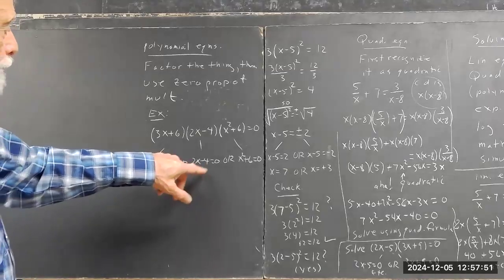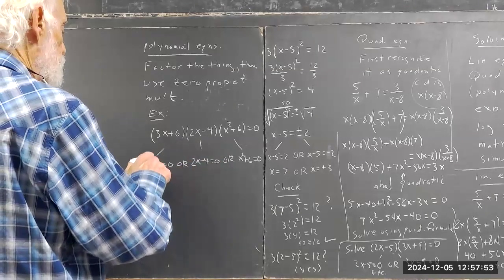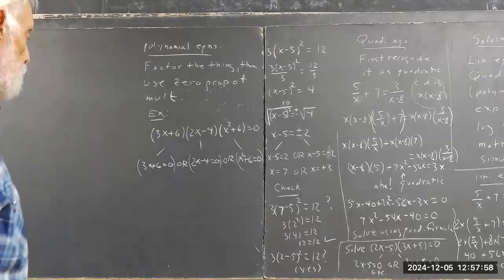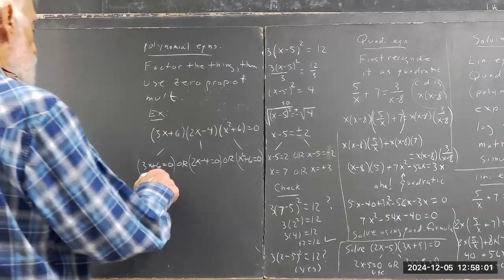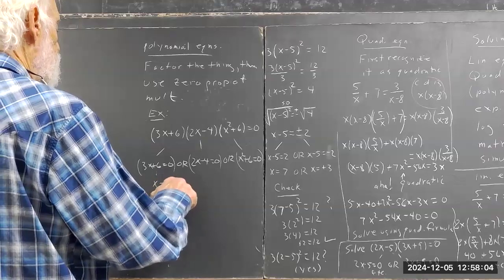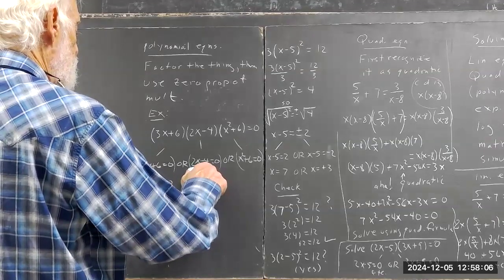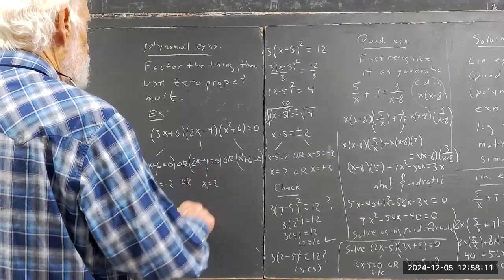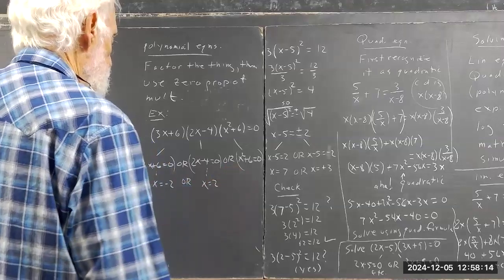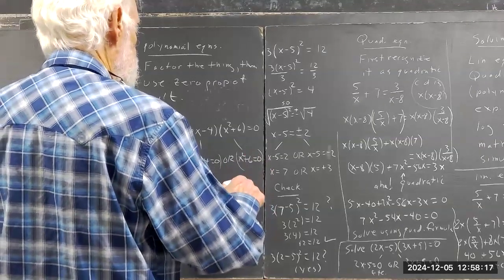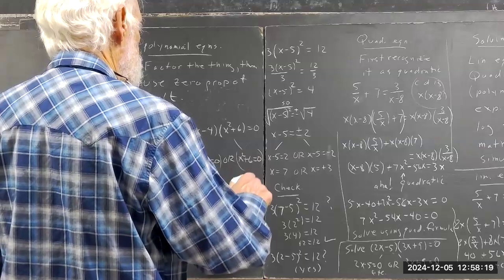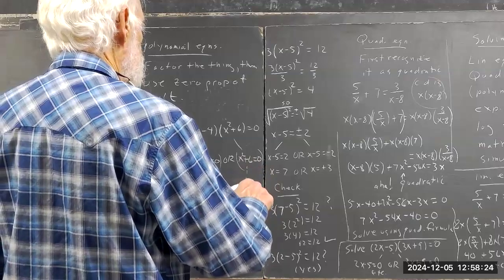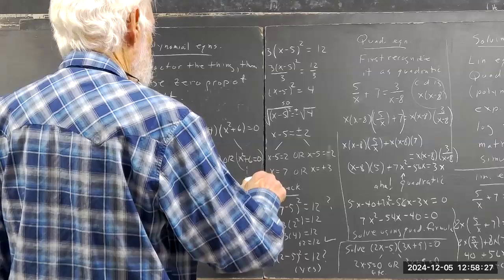Okay, if the polynomial factors like this, then this or this or this. So this gives you x equals negative 2. This gives you x equals 2. And this gives you, well, x equals the square root of 6, or negative square root of 6.